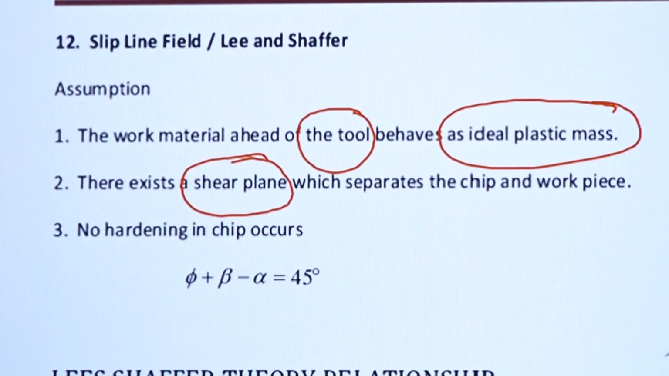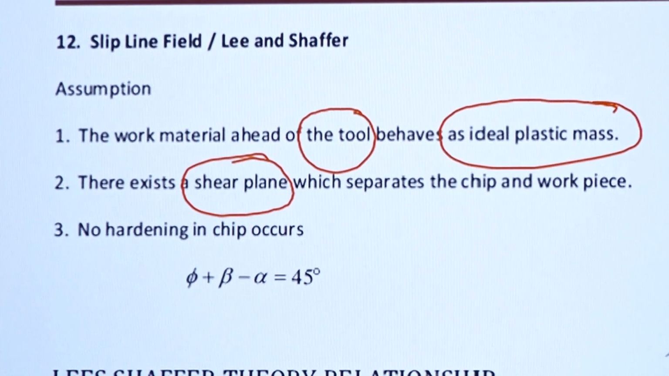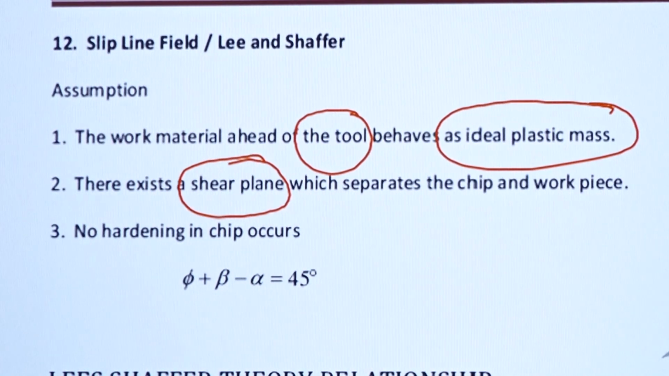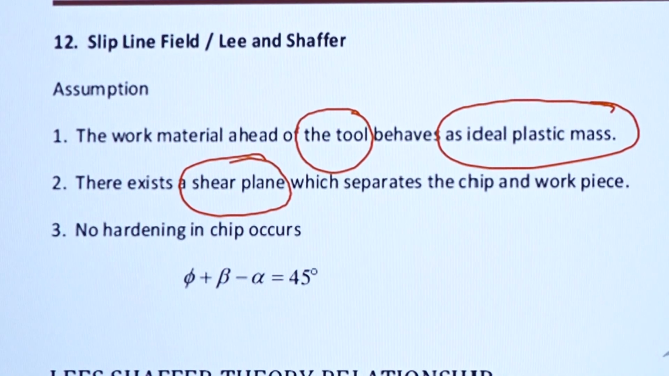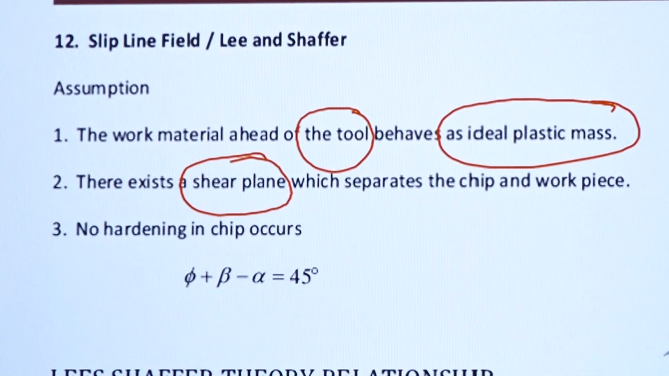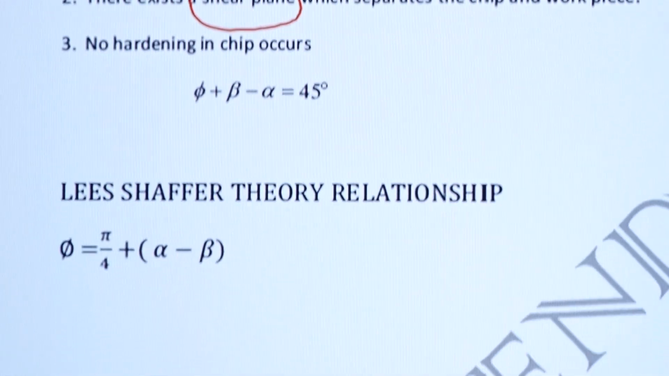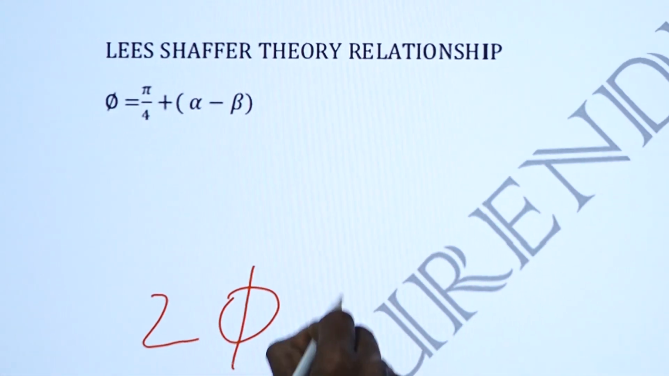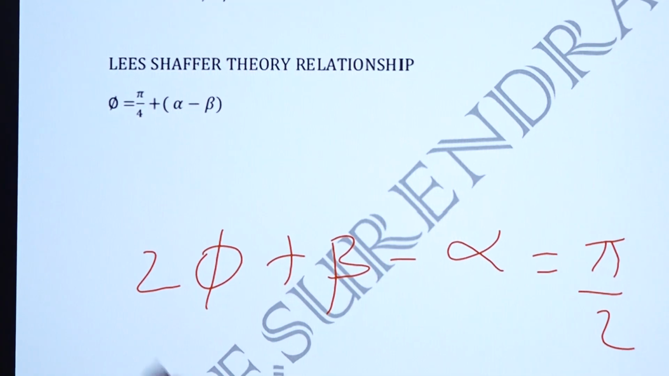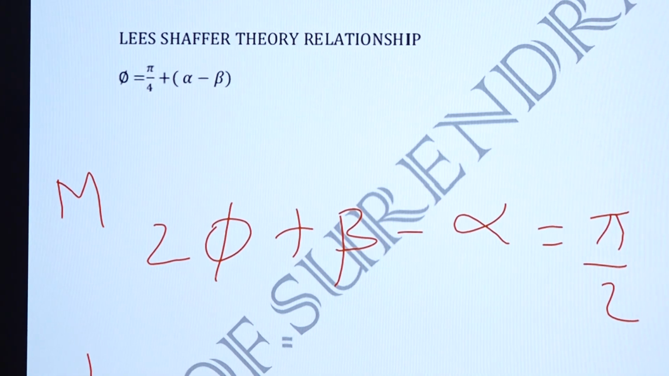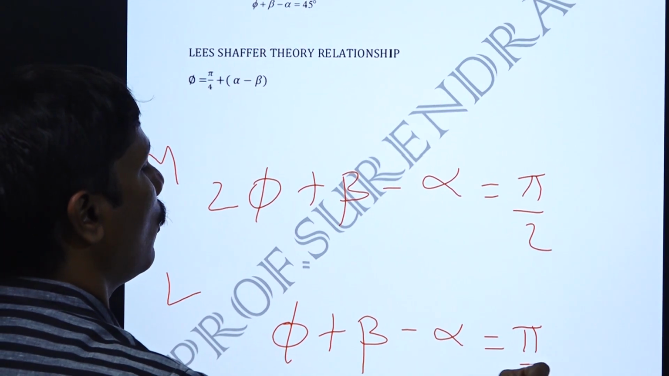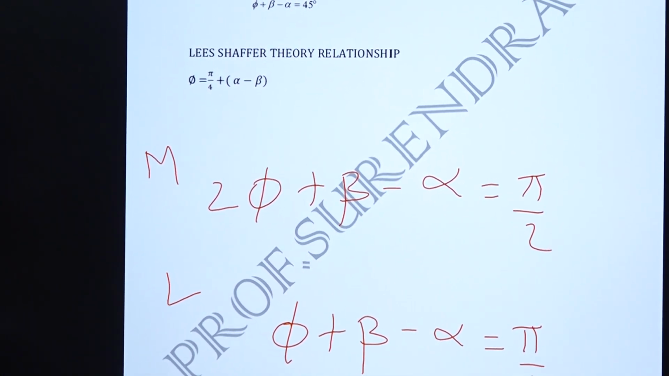The first thing is the work material ahead of the tool behaves as an ideal plastic mass. The second thing is there must be a shear plane for cutting. The third thing is no hardening of the chip takes place. So the relation: Merchant theory is 2 phi plus beta minus alpha equals pi by 2. Lee theory is phi plus beta minus alpha equals pi by 4. Lee and Shaffer tell like this.